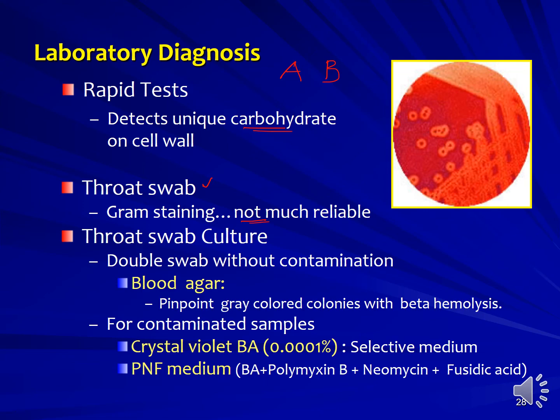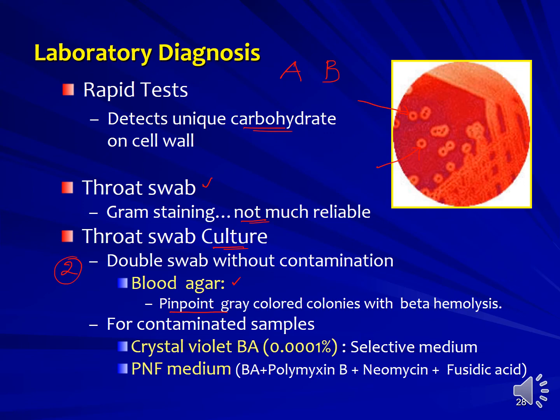Then what to do is the throat swab has to be subjected for culture, and always collect two swabs for culturing to avoid contamination. Once you inoculate on blood agar, you can see pinpoint grey colored colonies with beta hemolysis. See here the clear zone of hemolysis you can see around the colony, which is known as beta hemolysis.